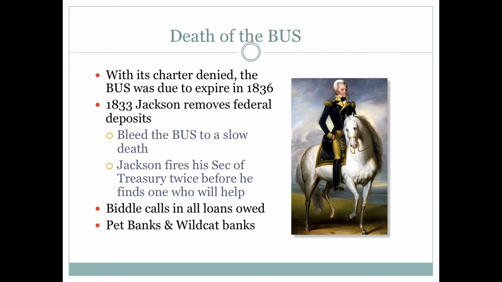Well, how does he do this? Well, he starts to take all the federal deposits. Remember I told you earlier, whenever the federal government made its revenue from tariffs, taxes on imports, from excise taxes, taxes on domestic products, we're talking millions of dollars, they would deposit that directly into the bank.